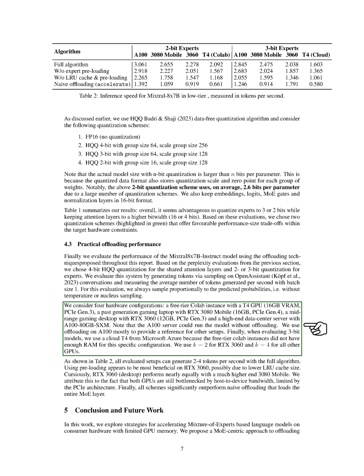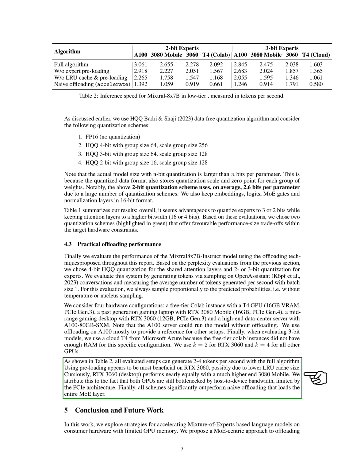We found that all evaluated setups can generate 2 to 4 tokens per second with the full algorithm. Using preloading appears to be most beneficial on RTX 3060, possibly due to lower LRU cache size. Interestingly, RTX 3060 desktop performs nearly equally with a much higher-end 3080 mobile. We attribute this to the fact that both GPUs are still bottlenecked by host-to-device bandwidth, limited by the PCIe architecture. Finally, all schemes significantly outperform naive offloading that loads the entire MoE layer.